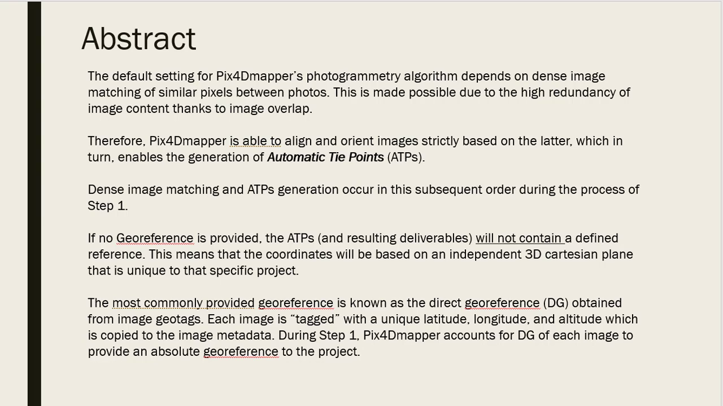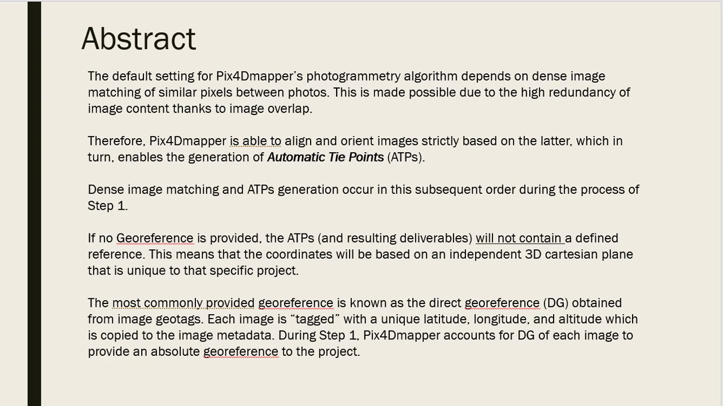Now, if no georeference is provided, the ATPs, or the resulting deliverables, will not contain a defined reference. This means that coordinates will be based on an independent 3D plane that is unique to that specific project. The most commonly provided georeference is known as the direct georeference, or the DG, obtained from the image geotags. Each image is tagged with a unique latitude, longitude, and altitude, which is copied to the image metadata.